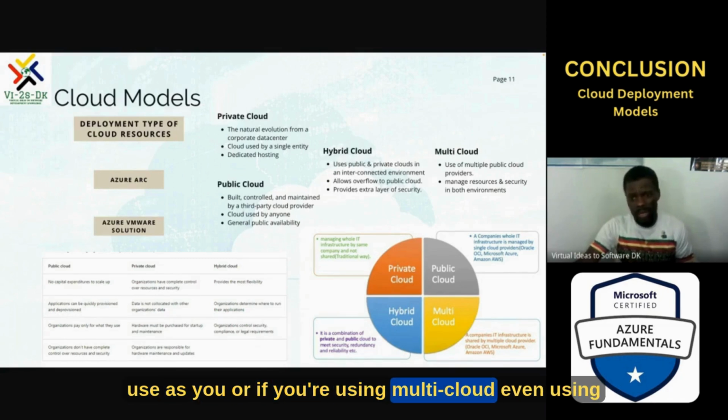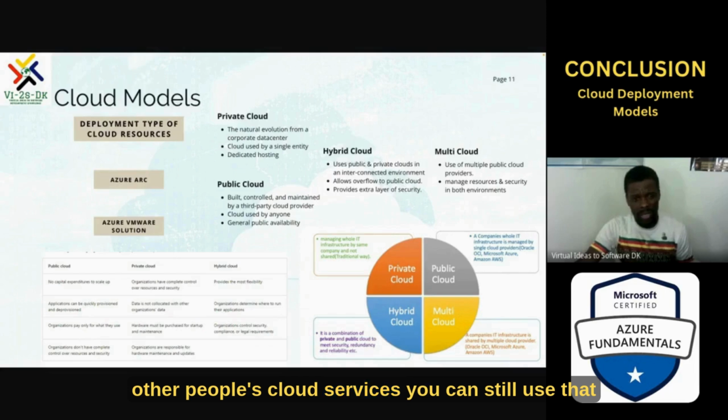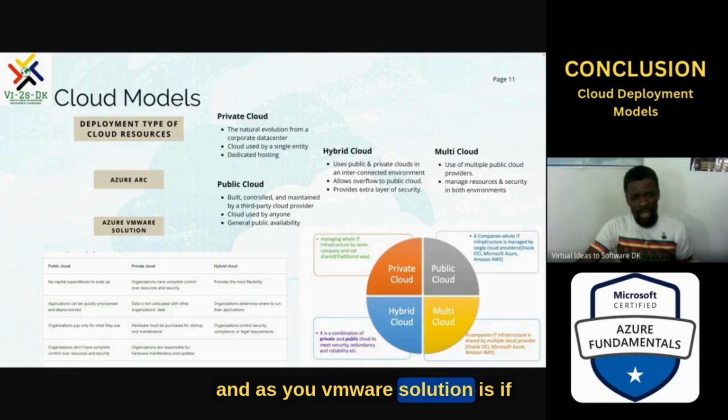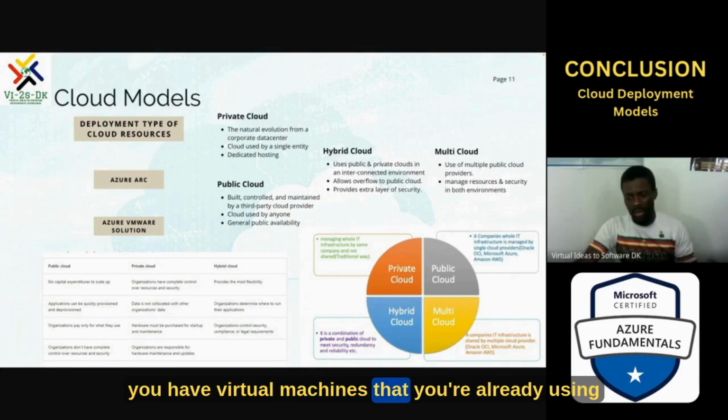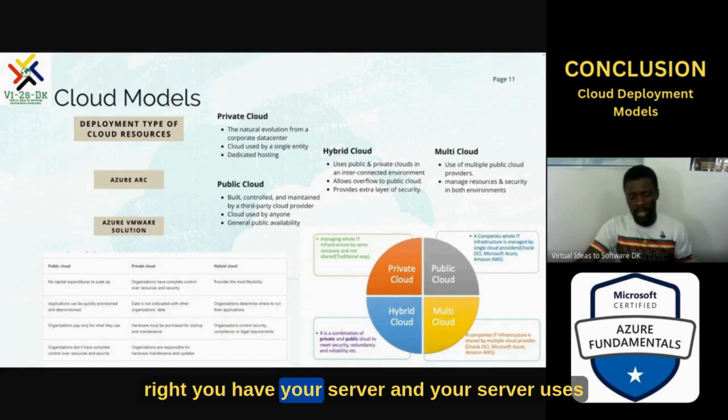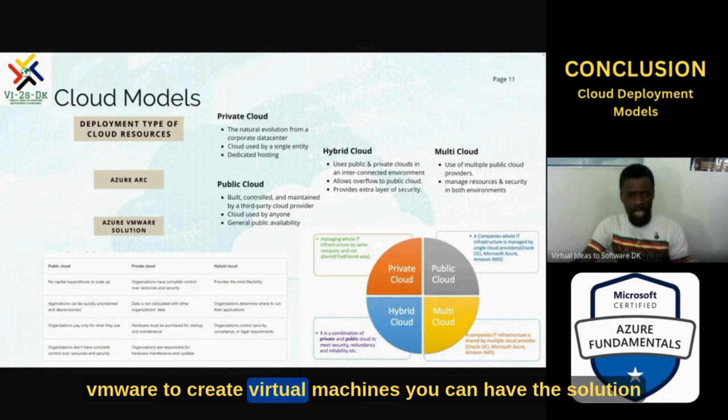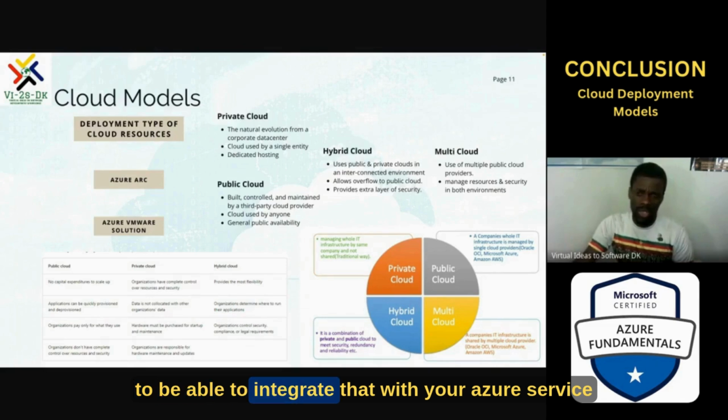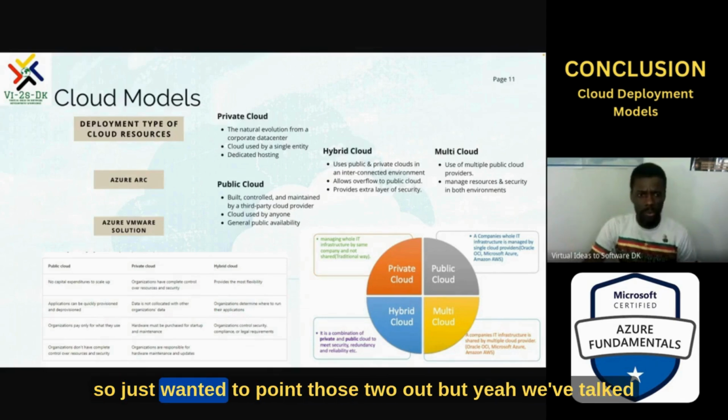Or if you're using multi-cloud, even using other people's cloud services, you can still use that. An Azure VMware solution is if you have virtual machines that you're already using, right? You have your server, and your server uses VMware to create virtual machines. You can have a solution to be able to integrate that with your Azure service. So just wanted to point those two out.